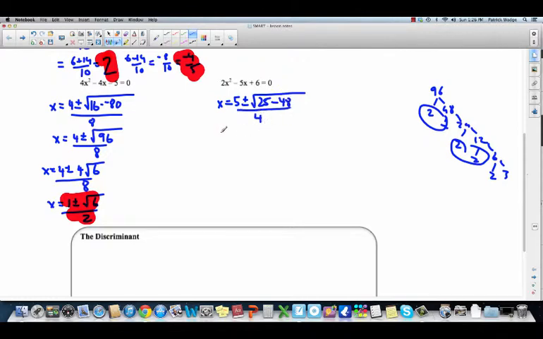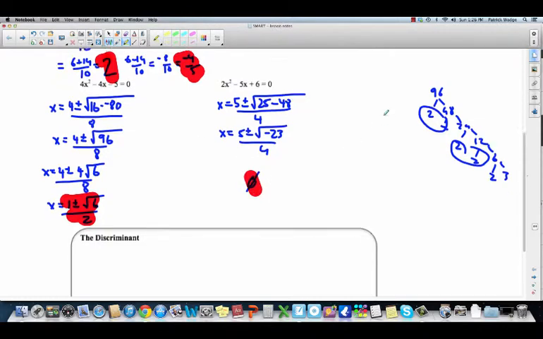2 times 2 is 4. So you get x equals 5 plus or minus the square root of negative 23, all over 4. And hopefully at this point you can see square root of negative 23, no good. So our answer here, you can't take the square root of a negative number, so no solution for this one.